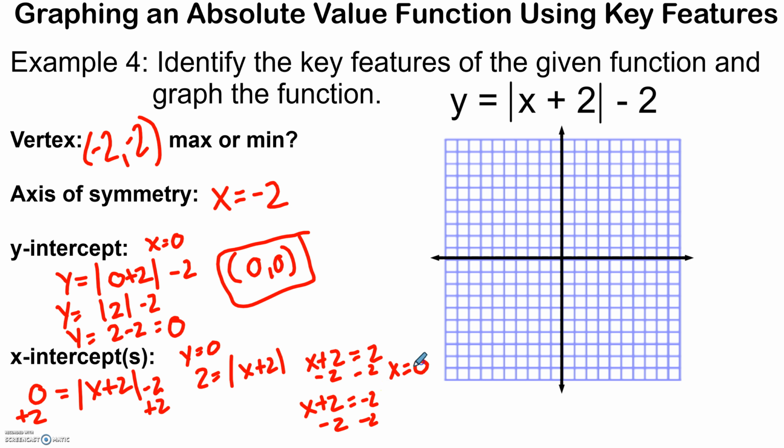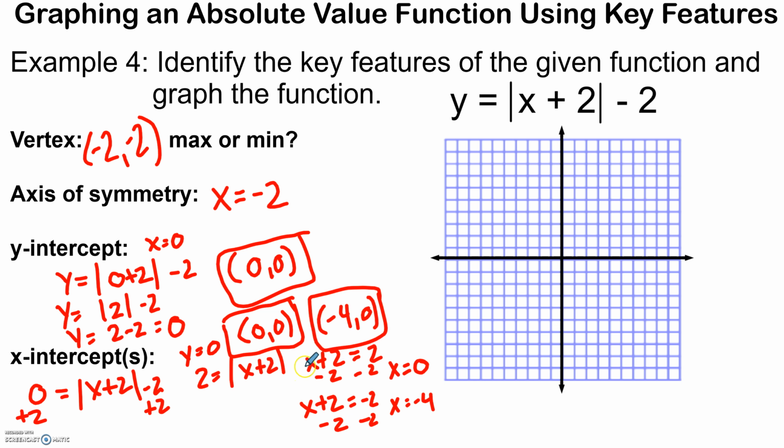equals 0. So my first x-intercept is at the point (0, 0), which makes sense, because if it goes through there at the y, it's also going to go there at the x. But here I have -2 minus 2, so I get x equals -4 as my second x-intercept.